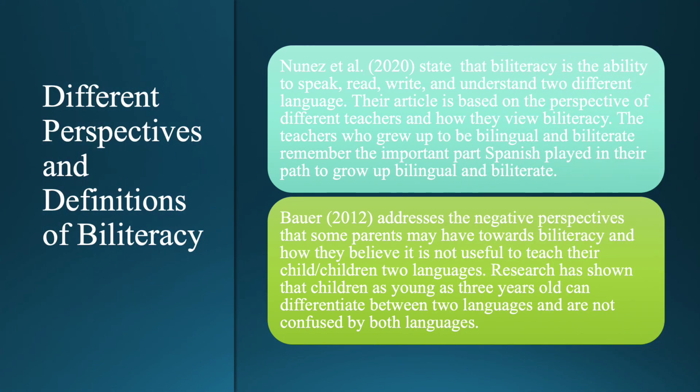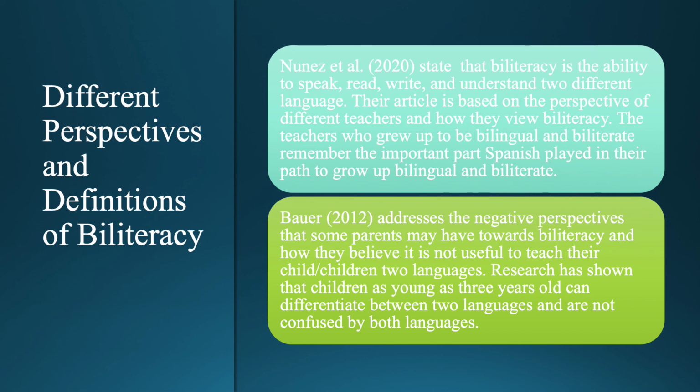Different perspectives and definitions of biliteracy. Dominguez et al. 2020 state that biliteracy is the ability to speak, read, write, and understand two different languages. Their article is based on the perspective of different teachers and how they view biliteracy. The teachers who grew up to be bilingual and biliterate remember the important part Spanish played in their path to growing up bilingual and biliterate.